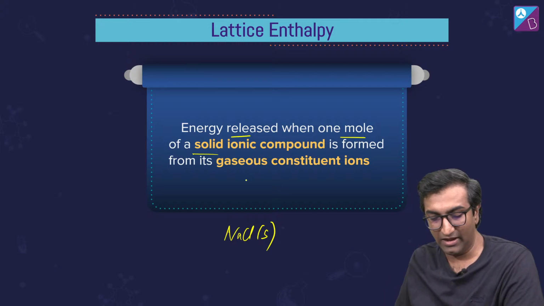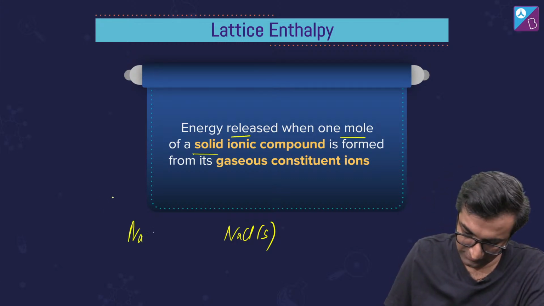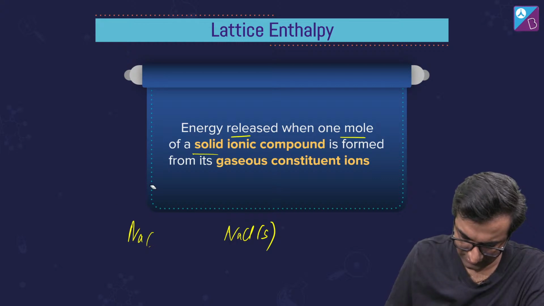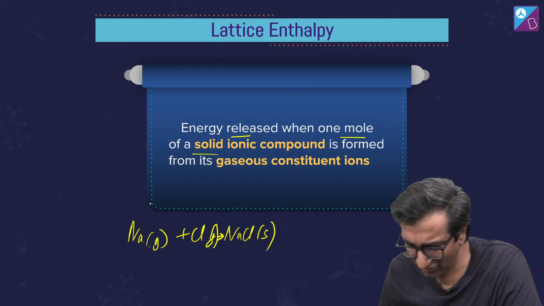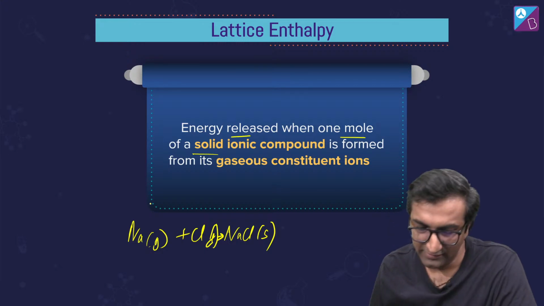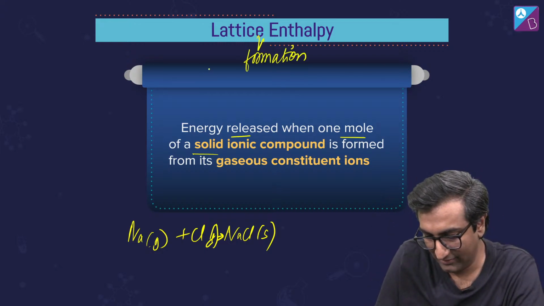ये तो उल्टा हो गया. इट्स फॉर्म्ड, oh, so we take Na, which is gaseous, ठीक है. That's weird. That is lattice enthalpy. इसको हम लोग बोलते हैं lattice formation enthalpy, क्योंकि बन रहा है lattice.